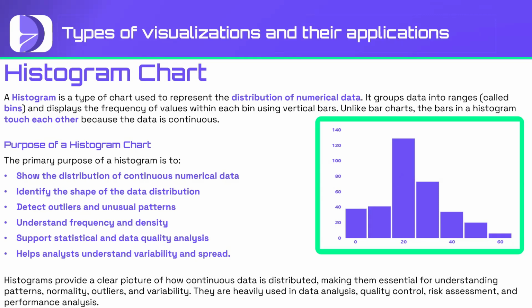Finally, a histogram provides a clear picture of how continuous data is distributed, making it essential for understanding patterns, normality, outliers, and variability. They are heavily used in data analysis, quality control, risk assessment, and performance analysis. So this is exactly how a histogram works, and these are the purposes of a histogram chart.